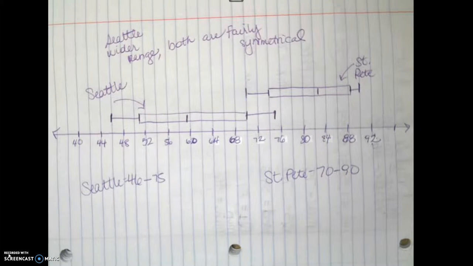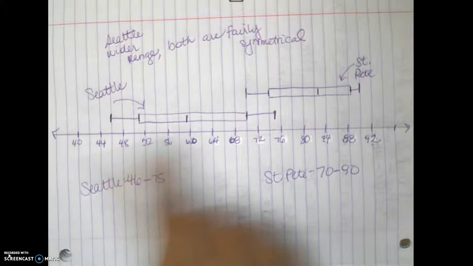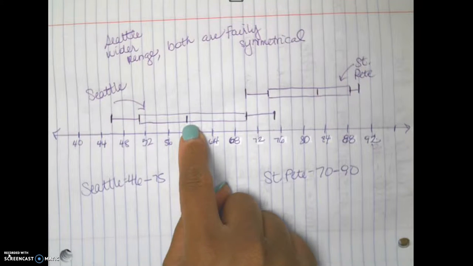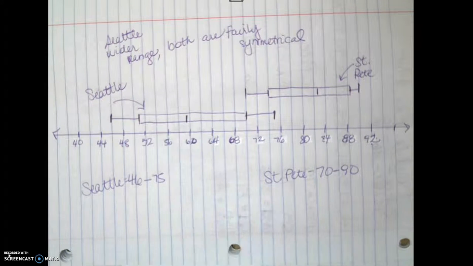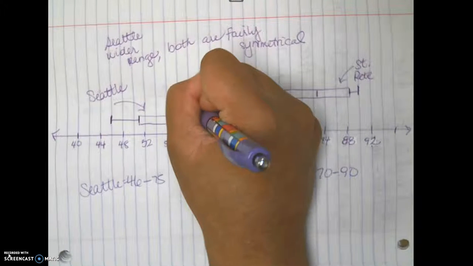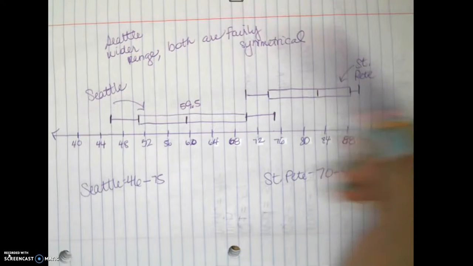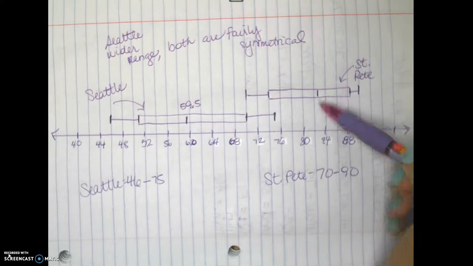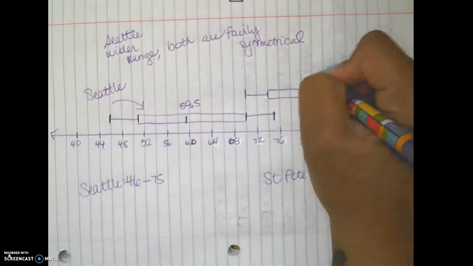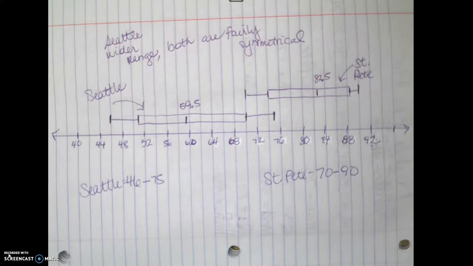One median is more to the right and one median is more to the left. That means one median is higher than the other. What's the median in Seattle? 59.5. 59.5 degrees. That's weather. Is that cold or warm? Cold. For us, that's fairly cold. What's the high in St. Petersburg? 82.5. That's way warmer.